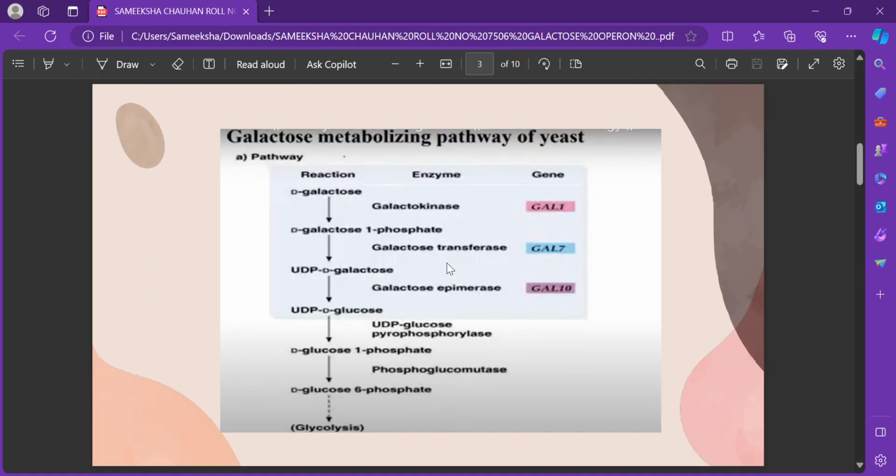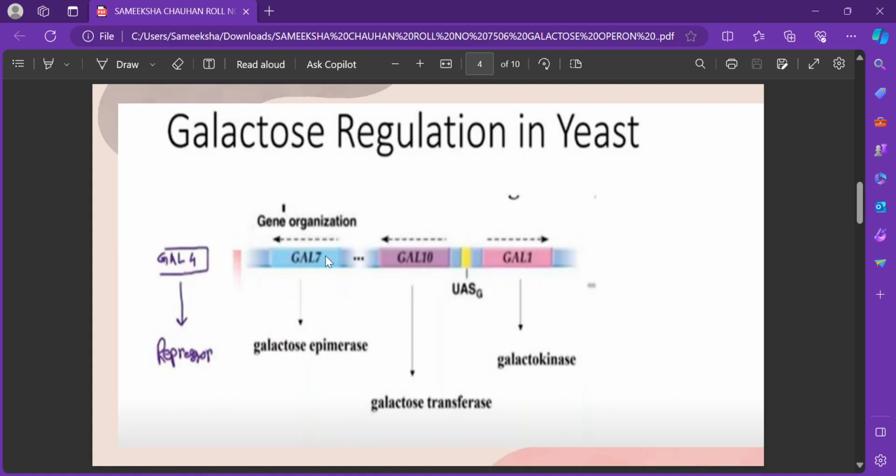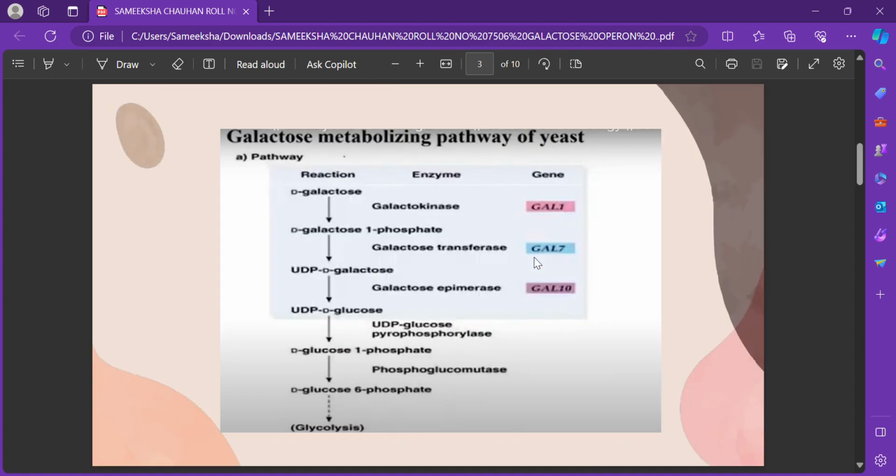We'll be studying about them a little later, but before that, we'll just look into how the pathway of converting D-galactose to D-glucose 6-phosphate has to occur so that it gets into the glycolytic pathway and then the yeast can utilize it. The genes over here, in this image, GAL7, GAL10, and GAL1, encode for these enzymes so that this conversion can be possible.